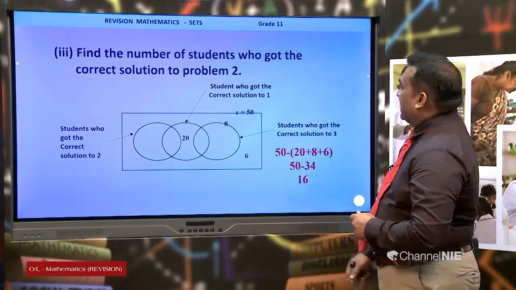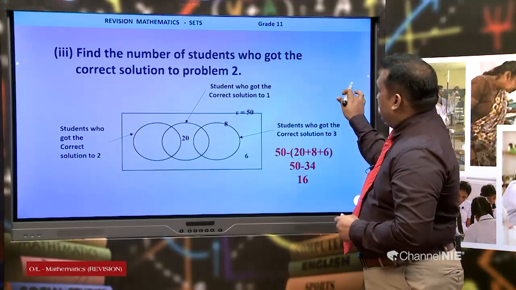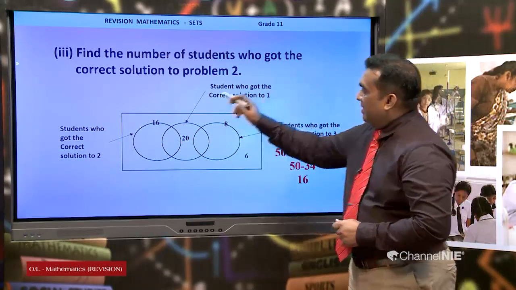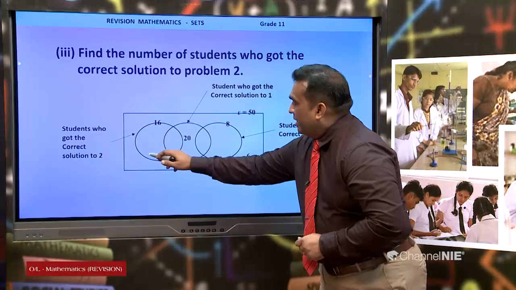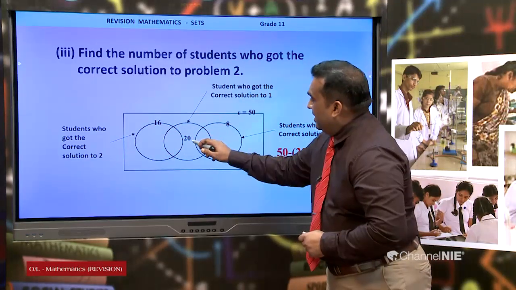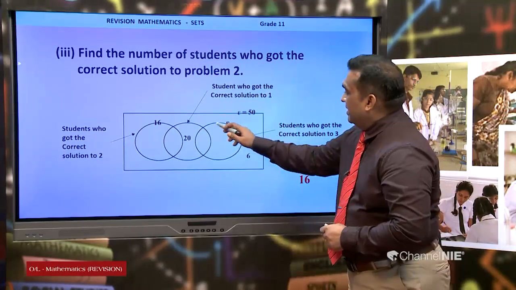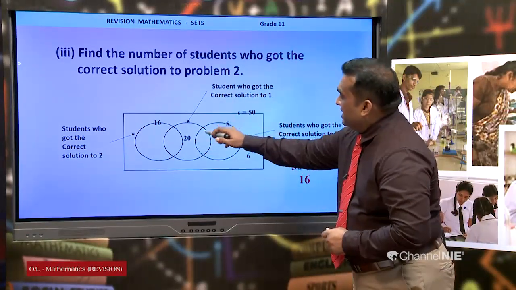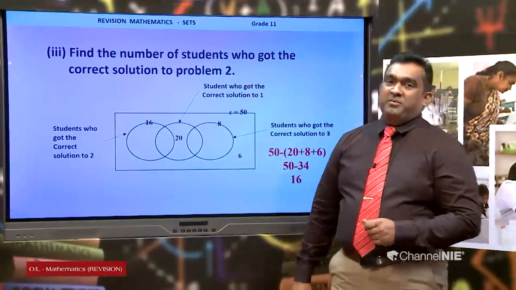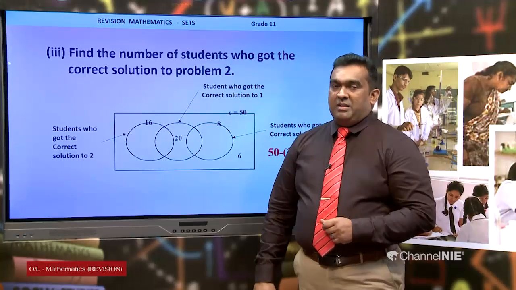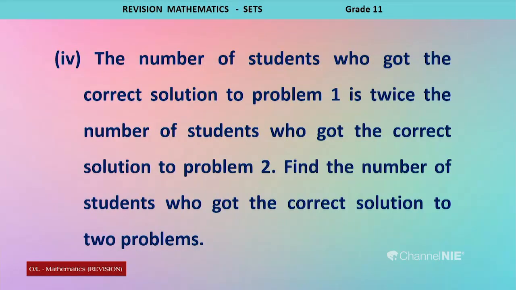28, 34, 16. 16, how to get 16? This one. Sum of these two regions. Now you have 16 here, here 20, 36, right? 36 plus 6, 42 plus 8, 50. You have 50. Understood well, right? Then next question.